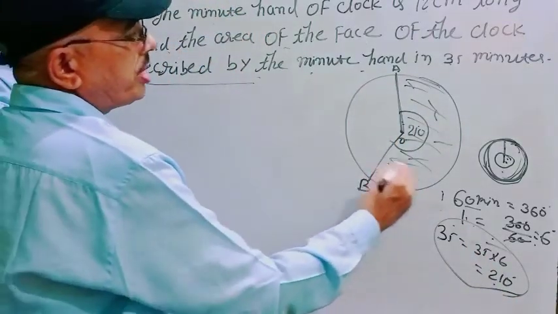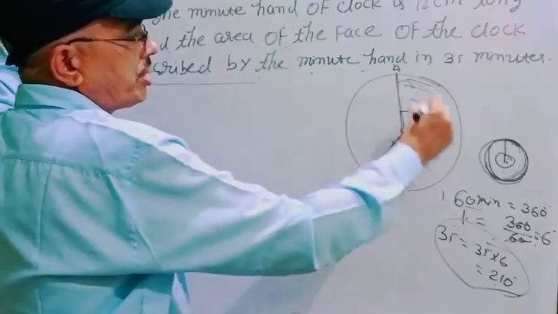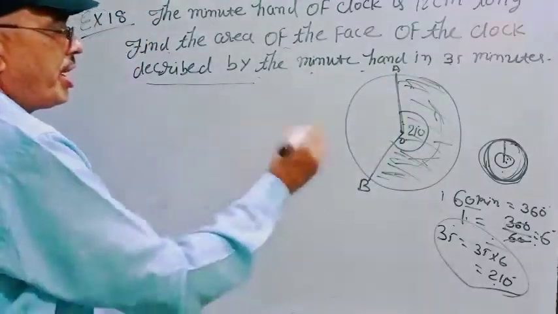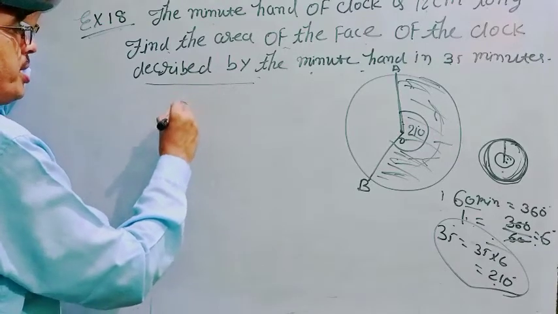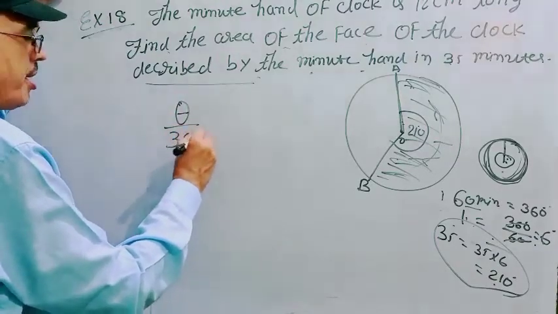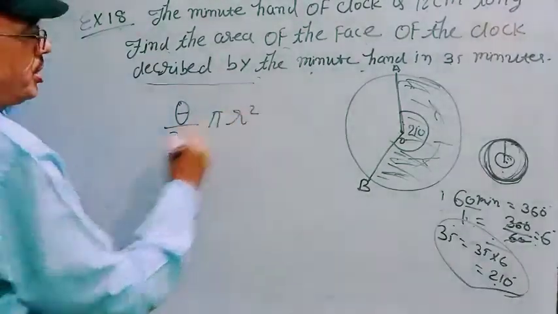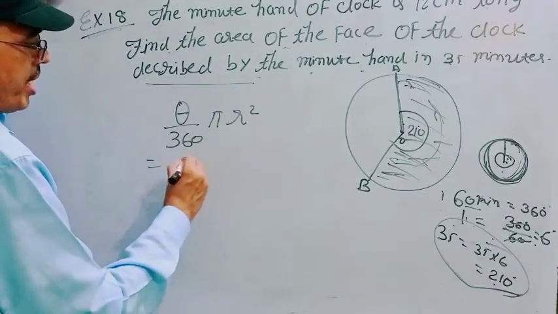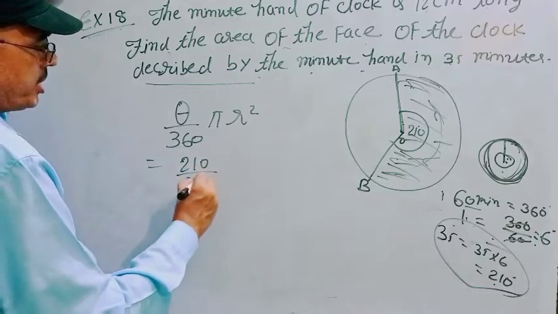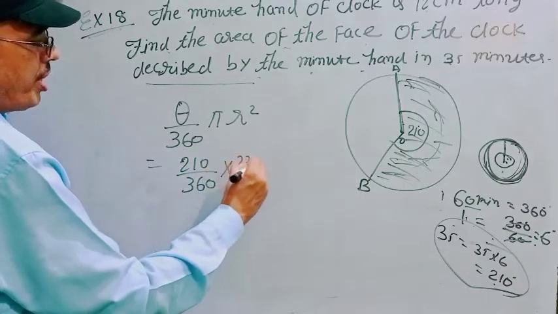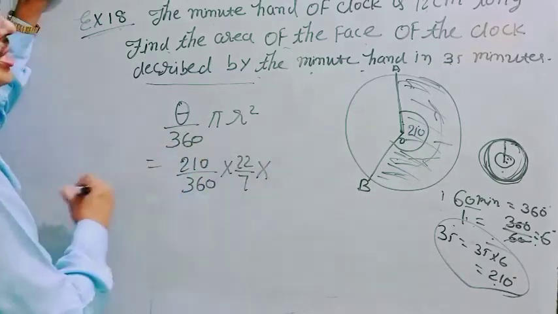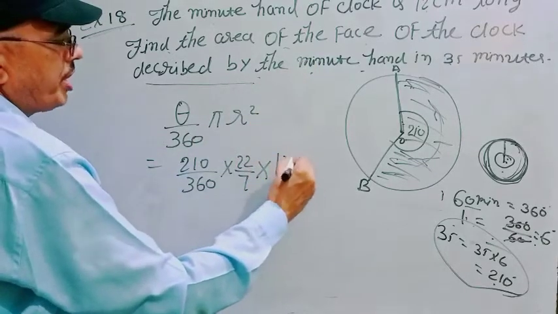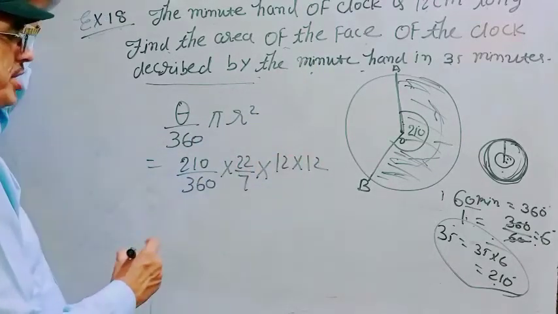And your question, what is the area of this face? It is called the sector. So the area of this face is denoted by theta by 360 pi r square. Here theta is 210, so 210 by 360 into 22 by 7, and what is the r? That is 12 into 12, r square.